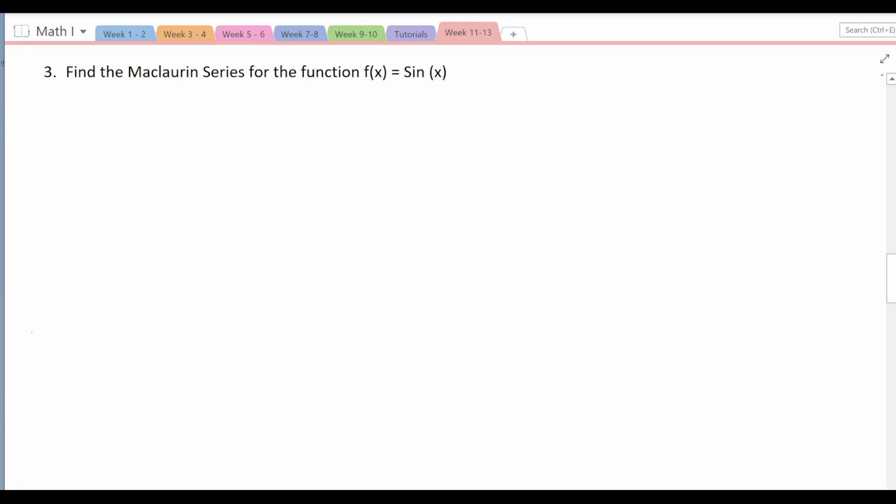Let's do another example. Find the Maclaurin series for the function f of x equals sine x. In other words, find the Maclaurin series for sine x. You know that the Maclaurin series is centered at 0. So we just have to find the derivatives of the function, at least up to the 3rd or 4th, and then use them as our coefficients of the Maclaurin series.